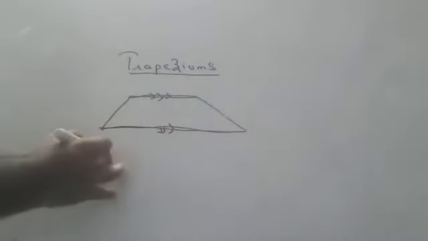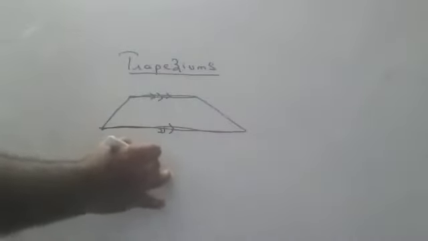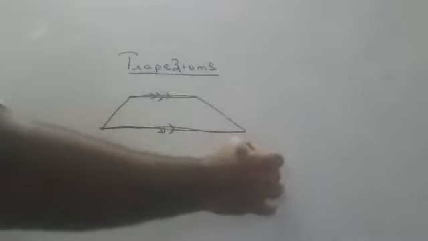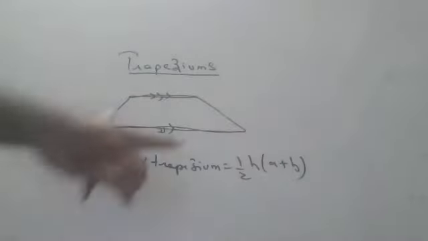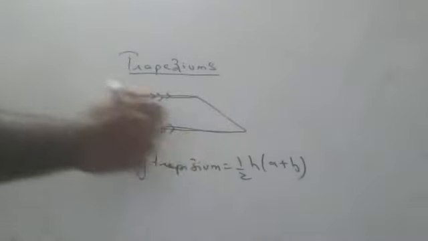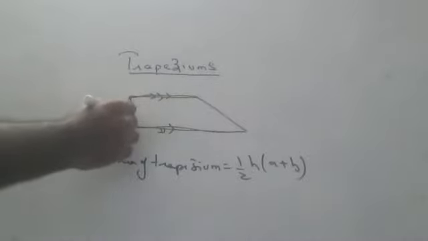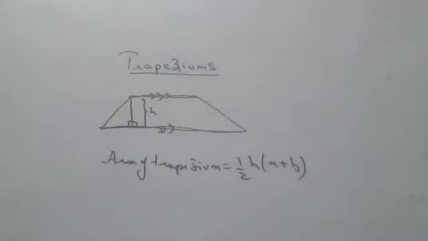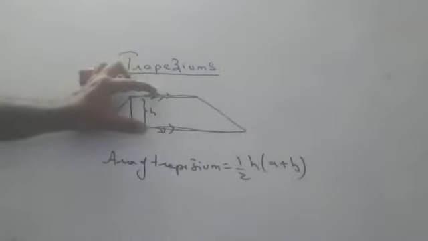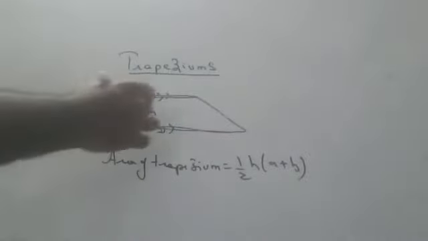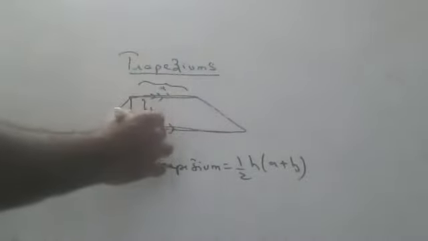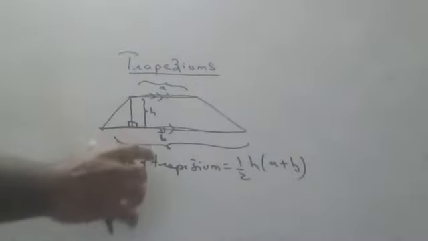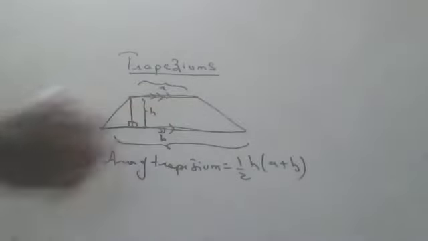What is the area of a trapezium? Half h into a plus b. Okay, how do you get that formula? I will show the derivation. h means the height, the distance between the parallel sides. a is the length of one side, and b is the length of the other. If you find half into h into a plus b, that is called the area of a trapezium.